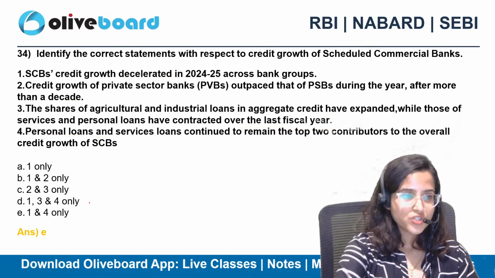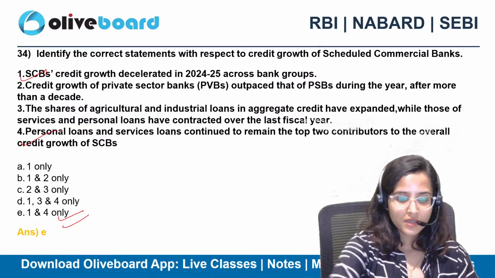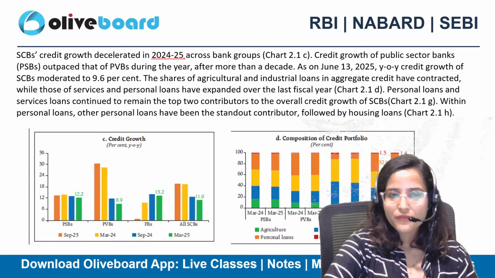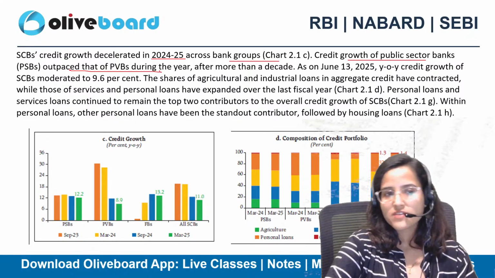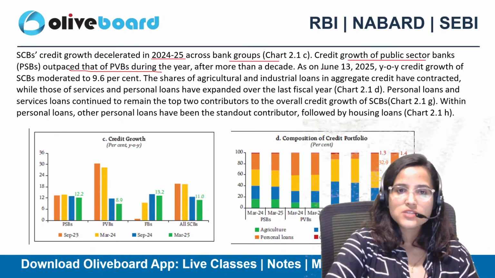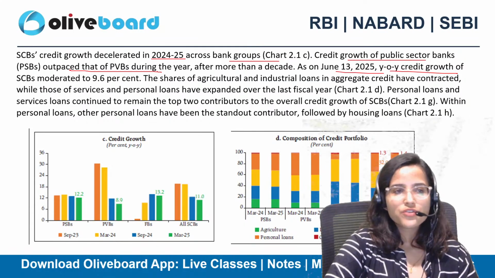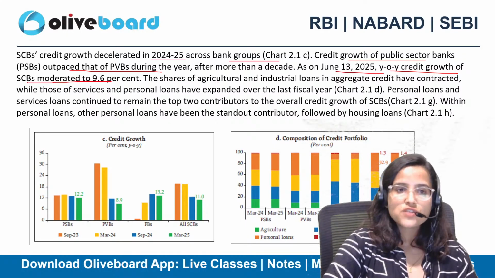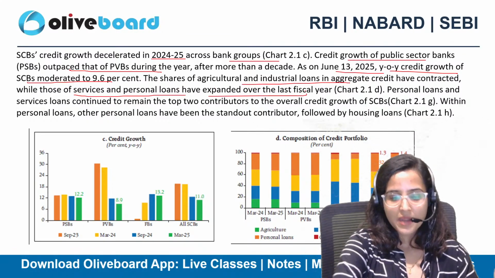The fourth question, the answer is E, 1 and 4 only. Absolutely correct. Okay. So SCB's credit growth decelerated in 24-25 across bank groups. Credit growth of public sector banks outpaced private sector banks during the year. As of June 2025, year-on-year credit growth of scheduled commercial banks moderated to 9.6%. Shares of agriculture and industrial loans in aggregate credit have contracted, and services and personal loans have expanded.